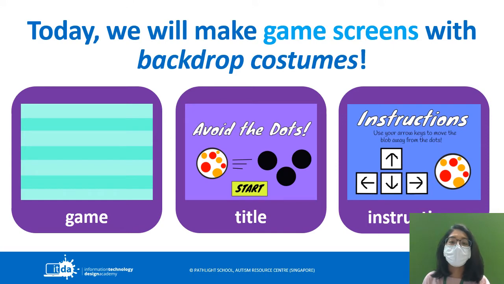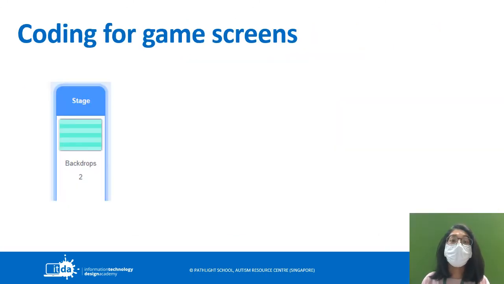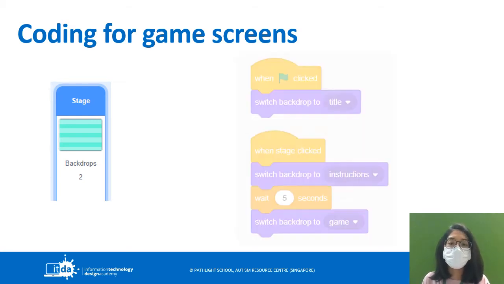All right, now let's say we are done creating the game screens. We will need to code to add them in. So I want to go through this part because it's important. First thing first, your game screens, you created it on your stage backdrop, so you have to code for your stage to add them in. This is the code we're going to add for game screens.